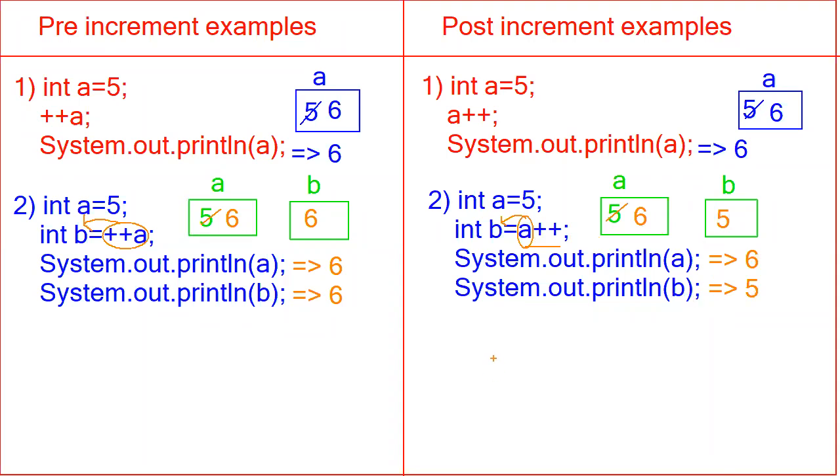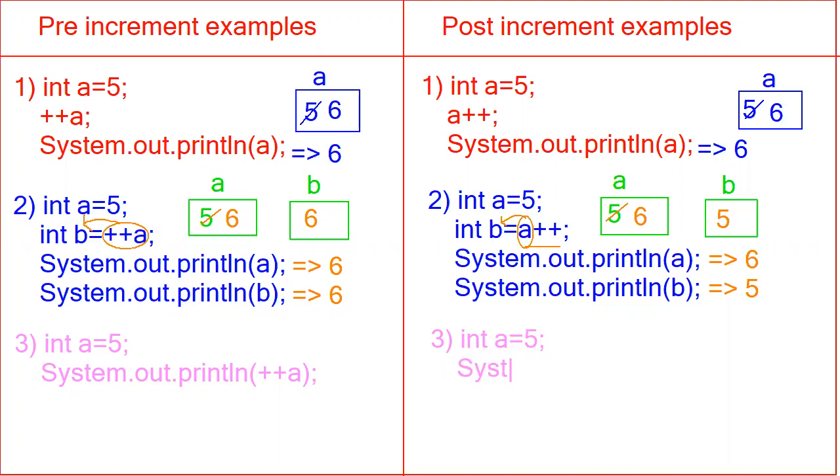Okay. Now, one more example. With these 3 examples, you'll get more clarity. Suppose int a equal to 5. System dot out dot println plus plus a. Okay. Here, the third one. int a equal to 5. Here, system dot out dot println a plus plus. Now, in this case you observe, first a equal to 5. So a value is 5.